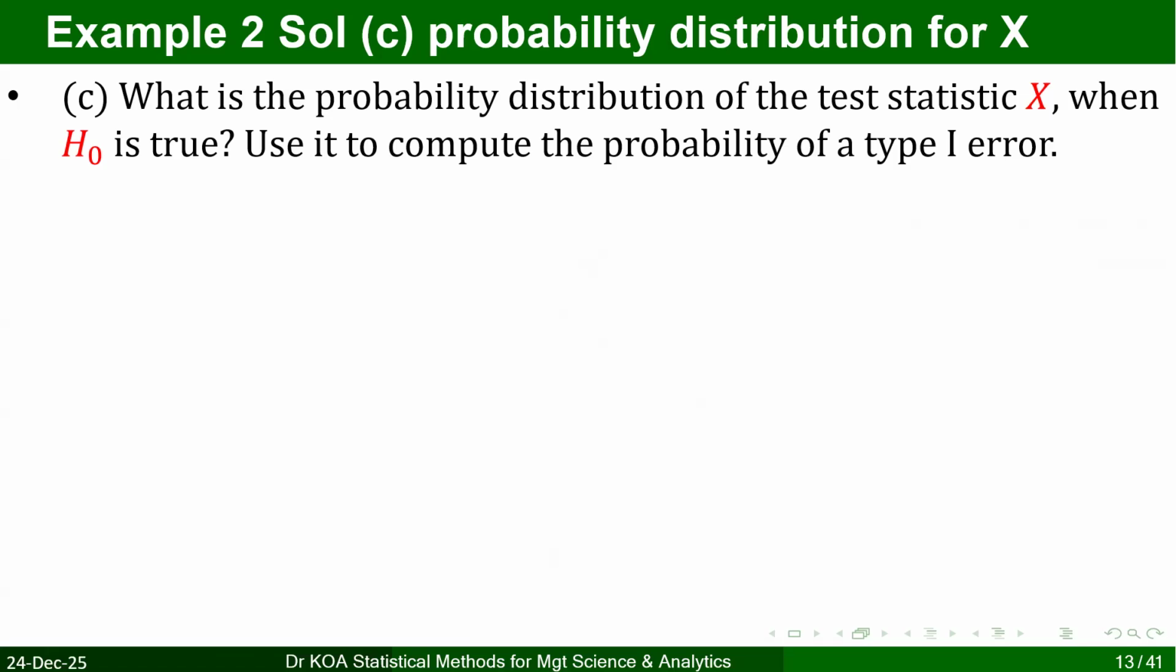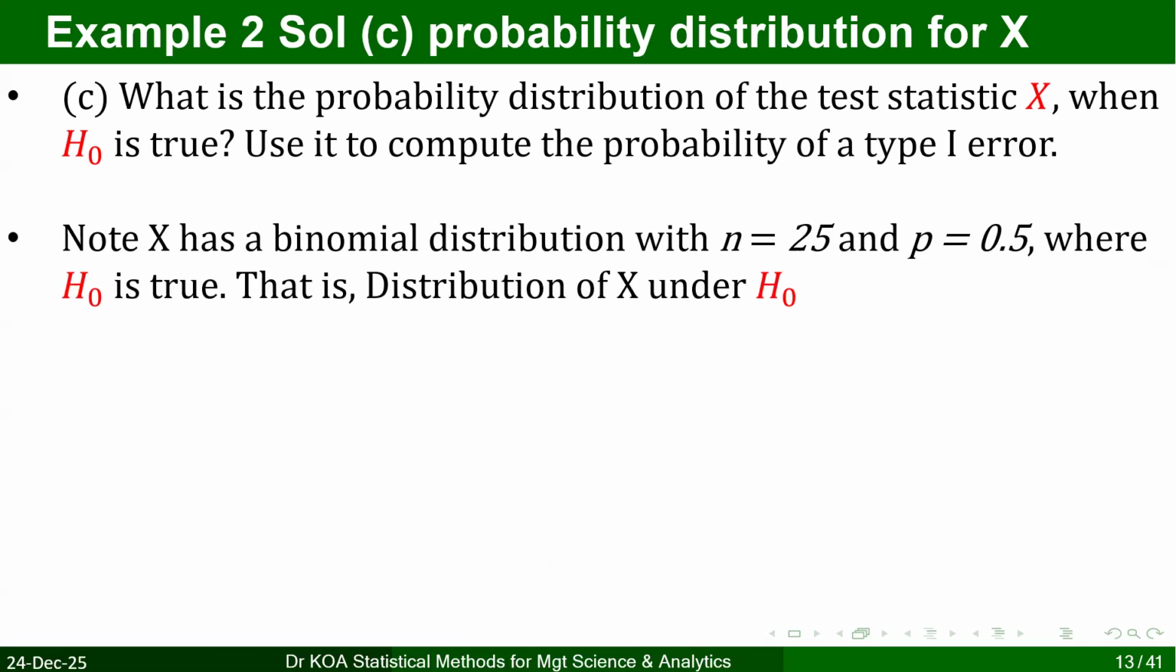And now, after you've determined it, use it to compute the probability of the type 1 error. In other words, what is the probability of type 1 error? What is the probability of committing a type 1 error? That would be the alpha. Alpha. Excellent. So you are going to find the alpha.